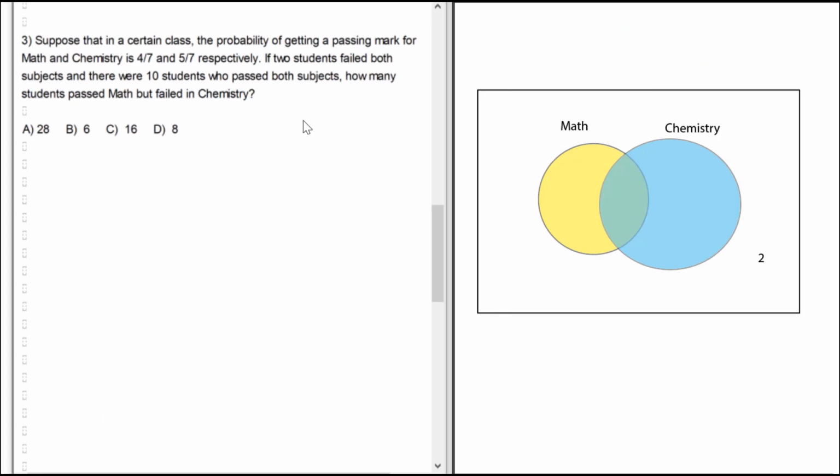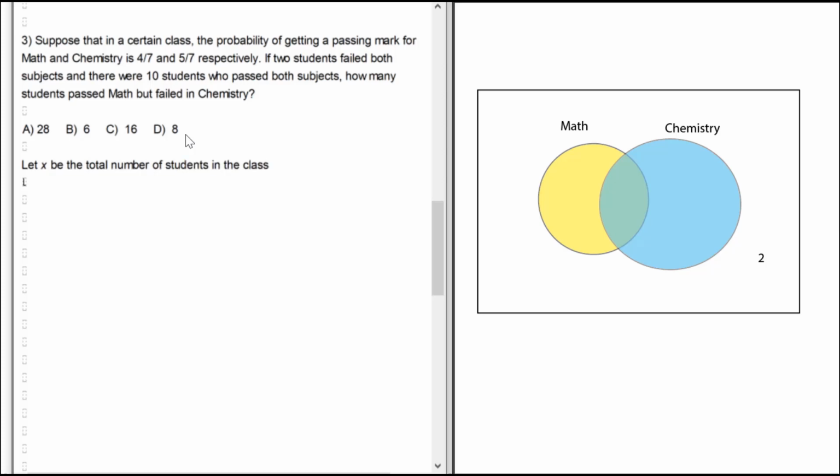Suppose that in a certain class, the probability of getting a passing mark for math and chemistry is 4/7 and 5/7 respectively. If 2 students failed both subjects and there were 10 students who passed both subjects, how many students passed math but failed in chemistry? So as you can notice, one thing that's different in this problem from the previous ones is that we do not have the total number of students in the class. So because of that, we will let X be the total number of students in the class.